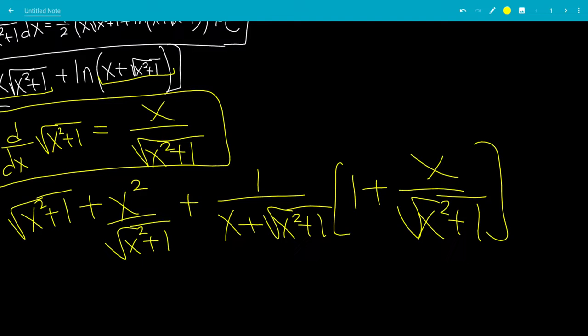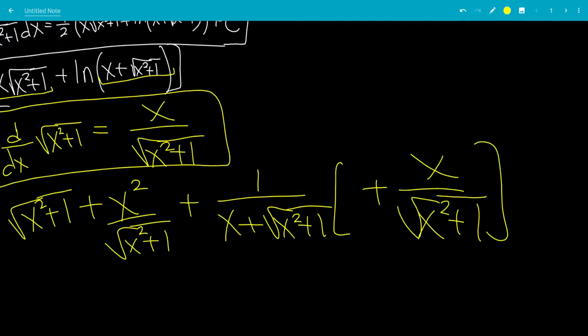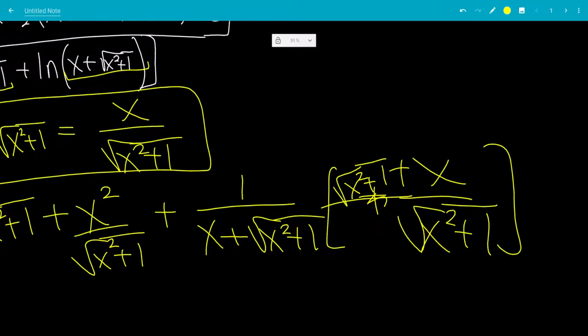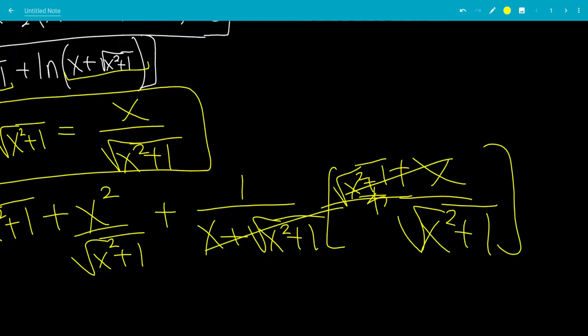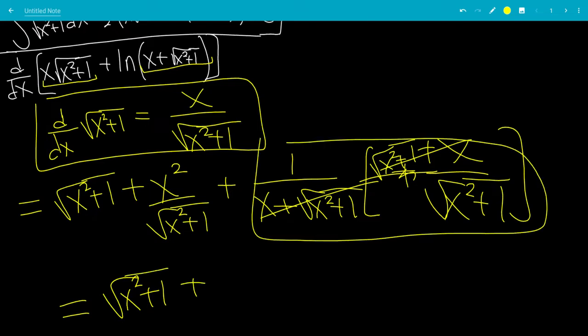Now you might see right now that it might not look like it's simplifying, but the 1 we can write as the square root of x squared plus 1 plus x all over the square root, because the square root over the square root would be just 1. And look right here, look what just happened. x plus the square root of x squared plus 1, x plus the square root of x squared plus 1, those things cancel. And now we're going to have the square root of x squared plus 1 plus, so this right here will be 1 over the square root of x squared plus 1.